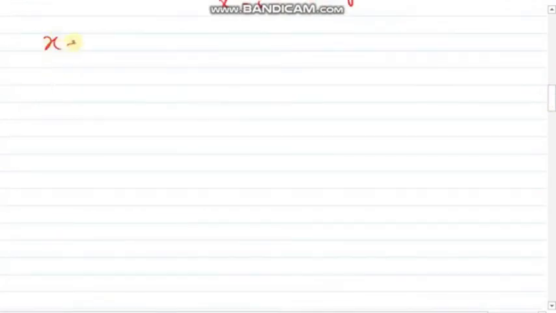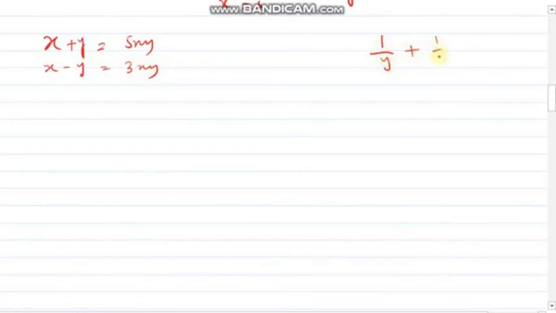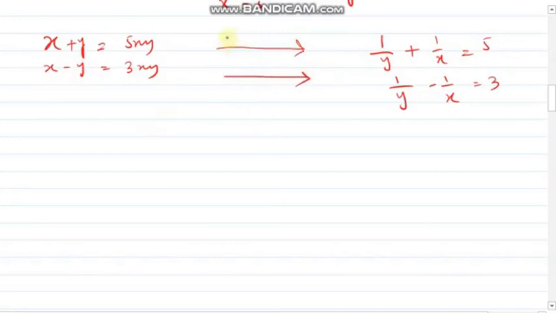Now if I write this, x plus y equals 5xy and x minus y equals 3xy, and another one, 1 by y plus 1 by x equals 5 and 1 by y minus 1 by x equals 3. Very careful. So if you get these two equations, you will say, sir, these two equations are the same, because if I divide this equation by xy, I will get this equation. Yes, absolutely correct. But unnecessarily you cannot divide by xy.